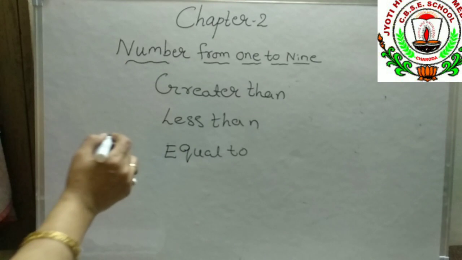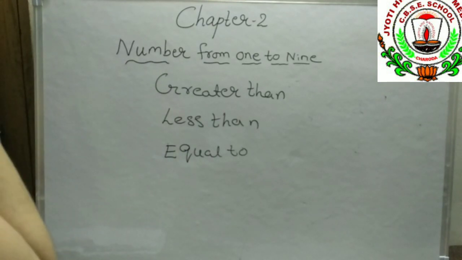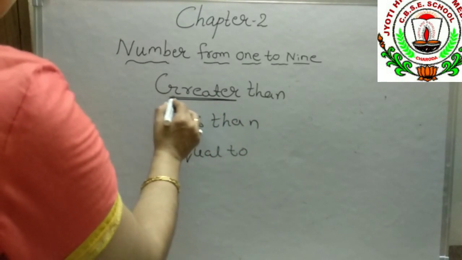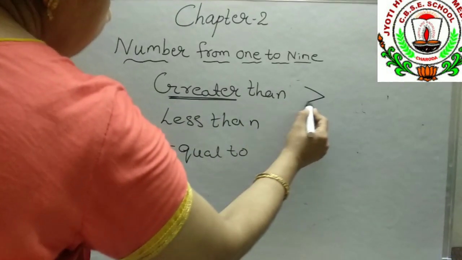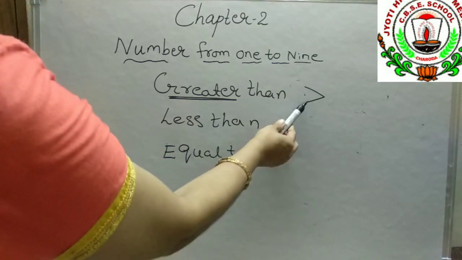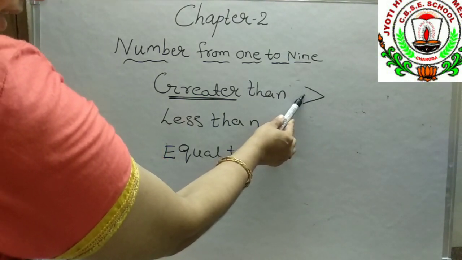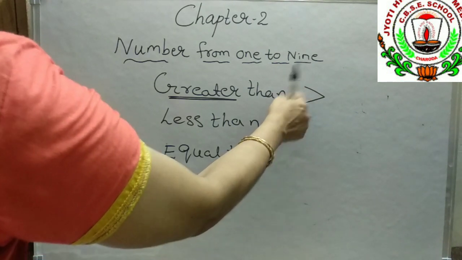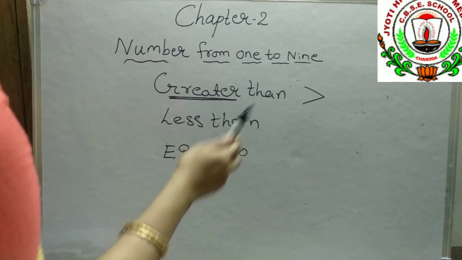Now I will tell you the sign of all these. Greater than means more. When the sign of greater than is like this, the mouth of this sign should be open towards the number which is greater. The mouth open side should be toward the number which is greater.